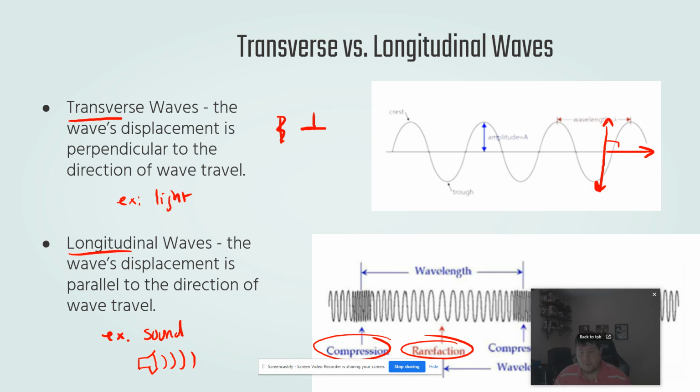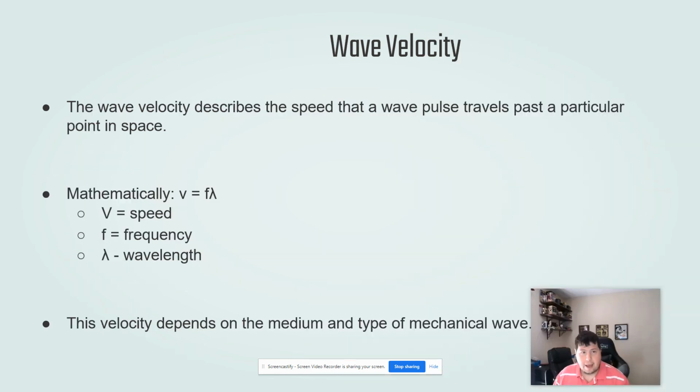So that's transverse versus longitudinal, but now I want to talk about how do we know the speed of a wave? Well, the wave speed or velocity describes the speed that a wave pulse travels past a particular point in space. Mathematically, wave speed is just frequency times wavelength. So V is my speed, F is my frequency, and lambda here is my wavelength.